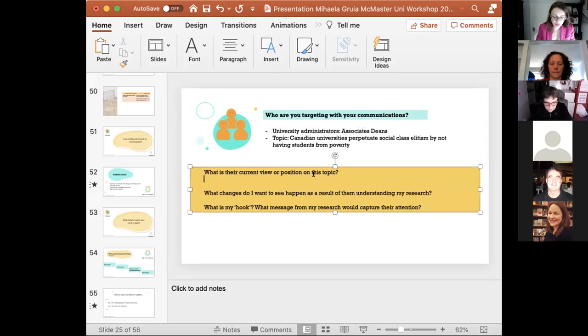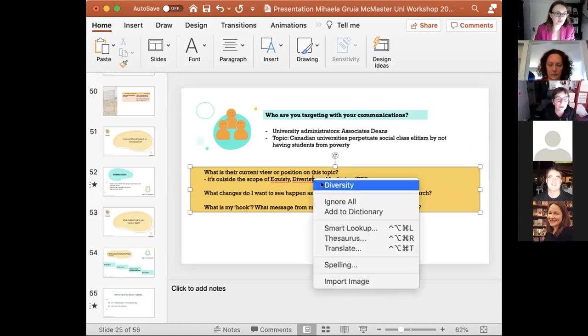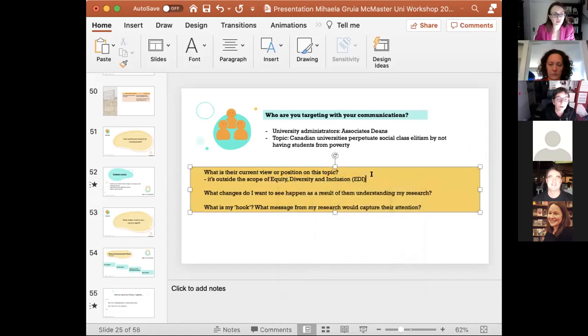Okie doke. So their current view on the topic is it's outside the scope of equity, diversity, inclusion, EDI, because EDI does not include social class discrimination. And this comes from the federal government level, and they just follow the federal government.